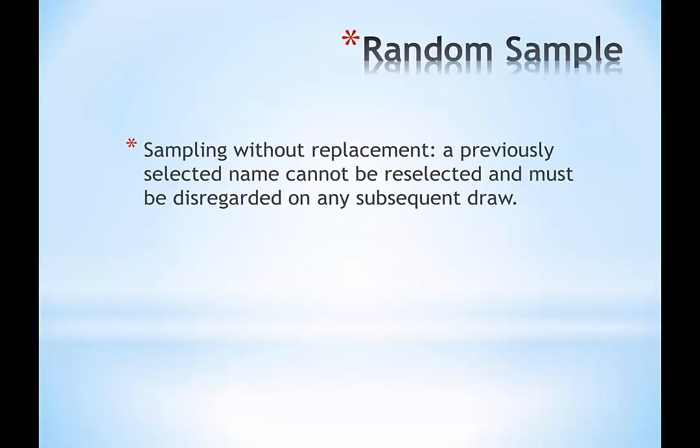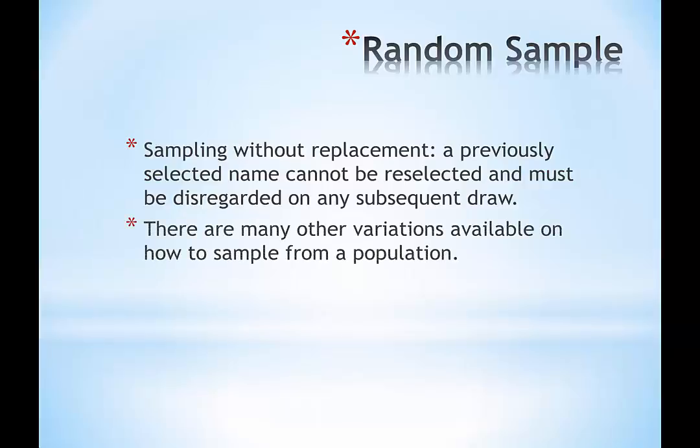Another way to do random sampling is sampling without replacement. That is, a previously selected name cannot be reselected and must be disregarded on any subsequent draw. And I hope you can see where we're going with this. We're going to come back to our table. Oh, by the way, before we get to that table, there's a whole bunch of other options. I'm just giving you a few here.